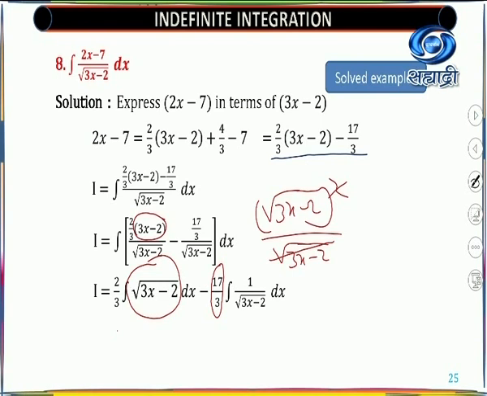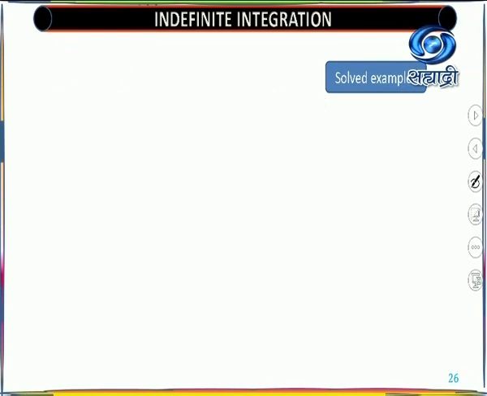Now here there is a root sign. You know this is (3x minus 2) raised to half. So by that formula, you will get integration of (3x minus 2) raised to half dx, minus 17 upon 3 integral of 1 upon root of (3x minus 2).